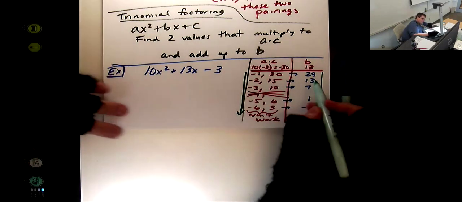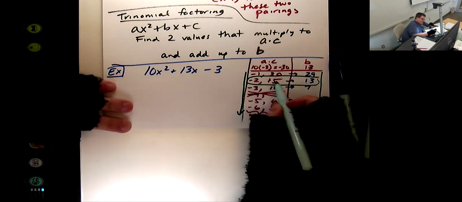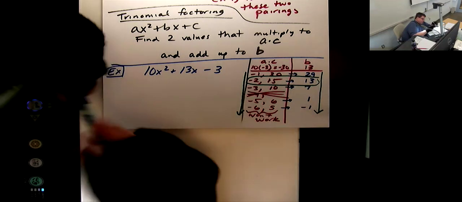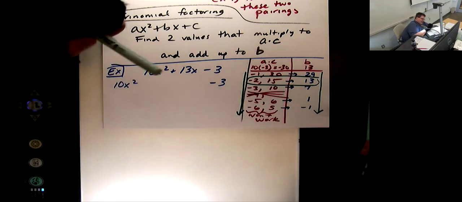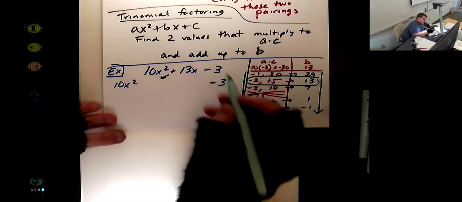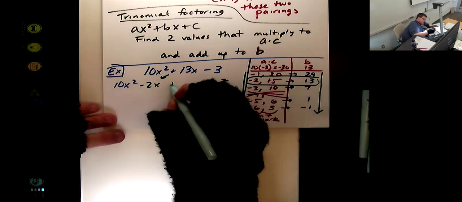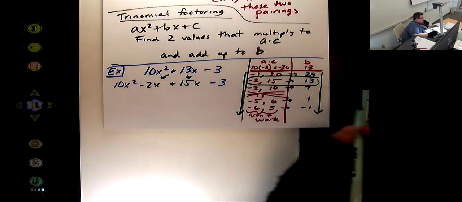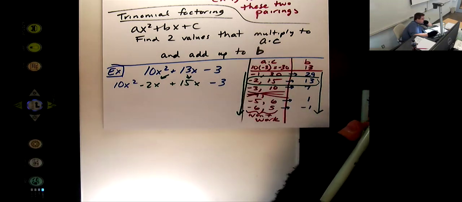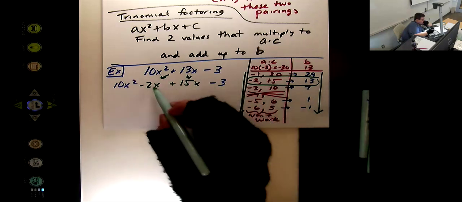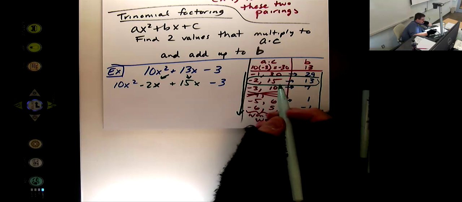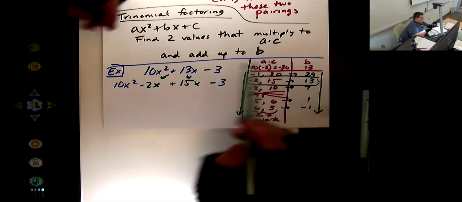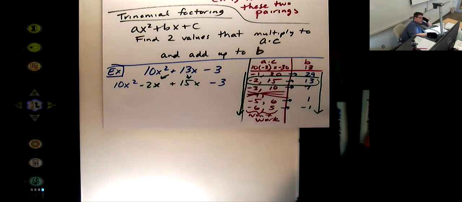The idea here though is what we wanted. And more importantly, this is what we want, the -2 and the 15. -2 and 15 is how we're going to divide this 13x up. This is going to be -2x plus 15x. There are other ways to do it, but this is a nice systematic approach that always works.